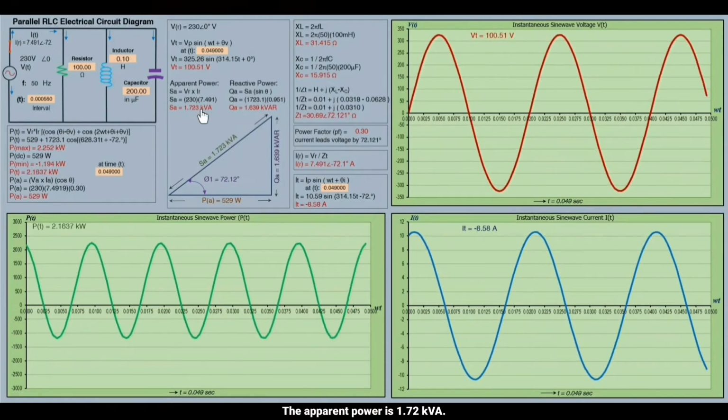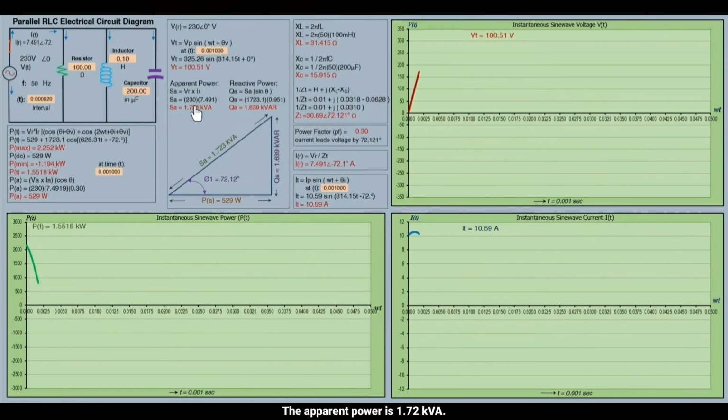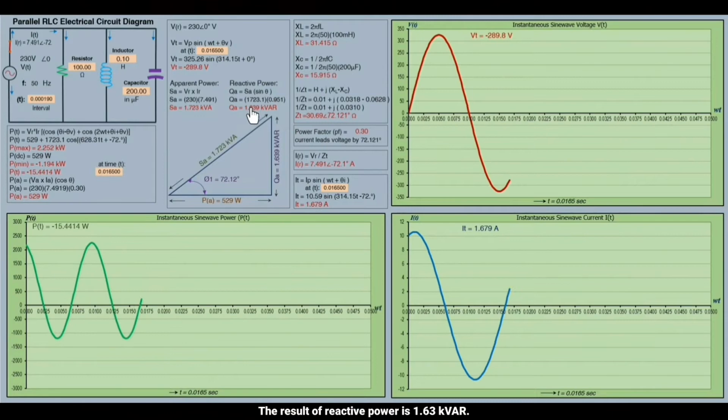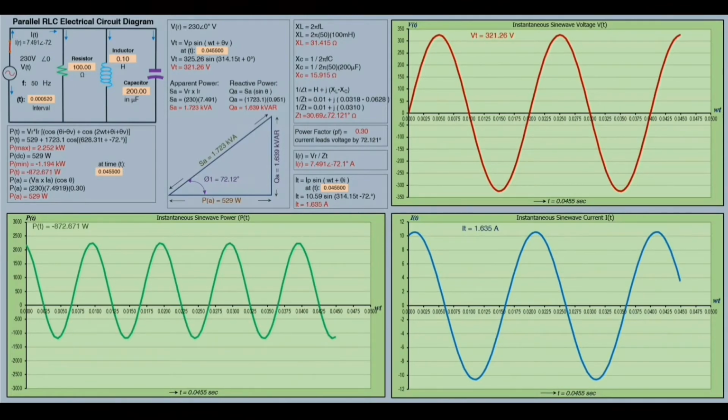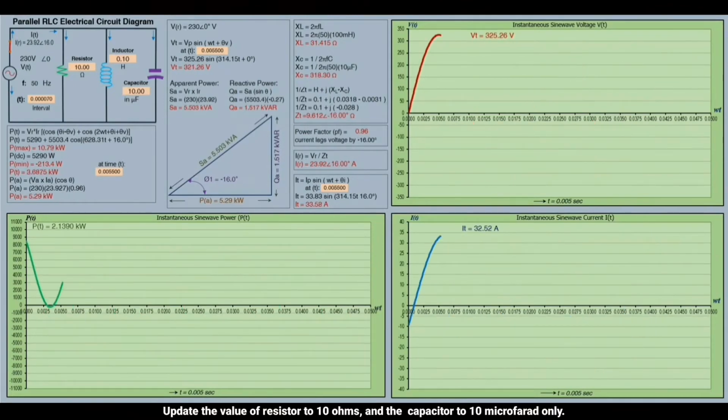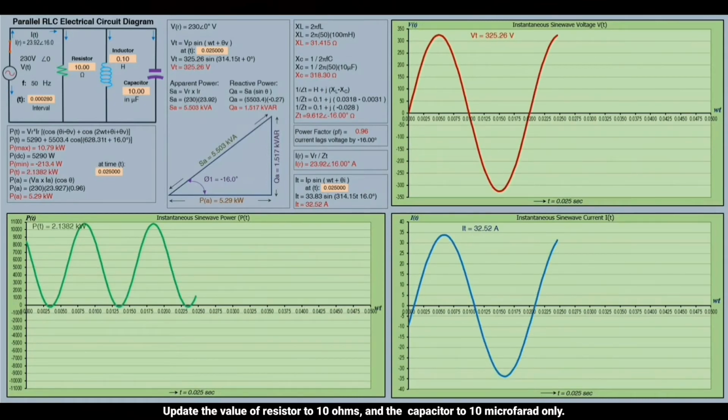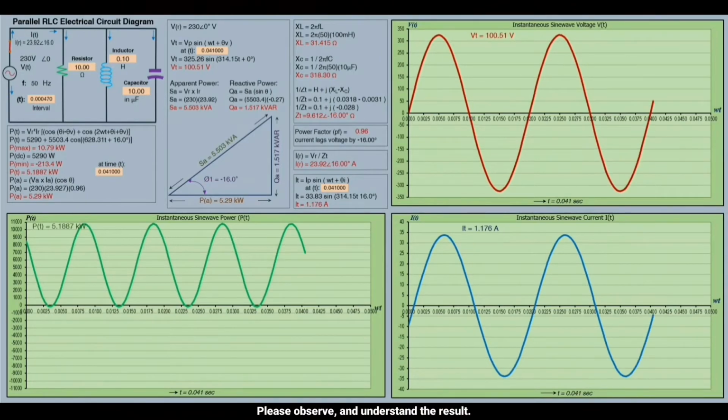The apparent power is 1.72 kV-ampere. The result of reactive power is 1.63 kV-ampere reactive. The power factor is 0.30 lagging. Update the value of resistor to 10 ohms, and the capacitor to 10 microfarad only. Please observe and understand the result.